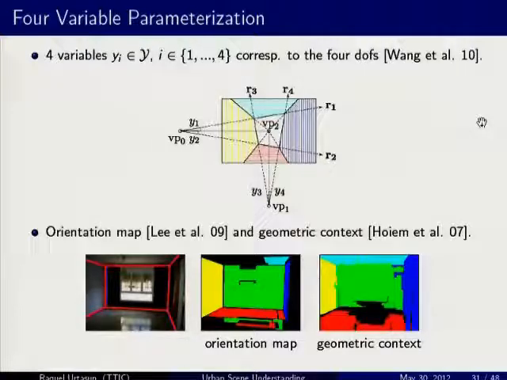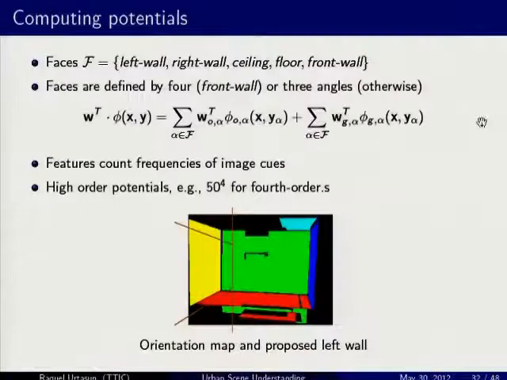So in this case, what we use, following the state-of-the-art, are orientation maps and geometric context, which basically give you for every pixel the confidence that you have of which one of these walls is represented. Okay. So now the question is, how do you compute the potentials and what are these potentials? So these features here, for a particular hypothesis of the layout, count how many pixels on my hypothesized left wall are actually yellow, how many are green, how many are blue, etc.